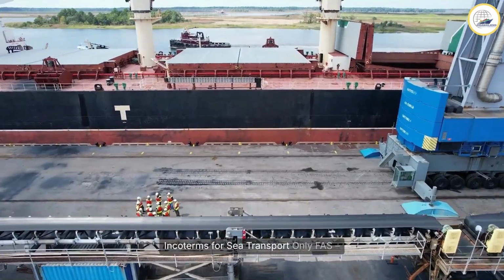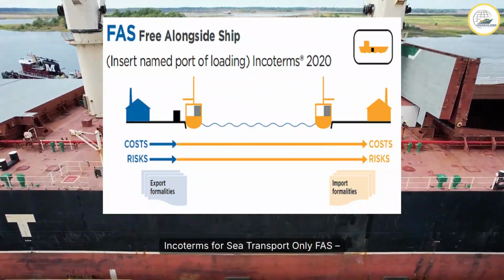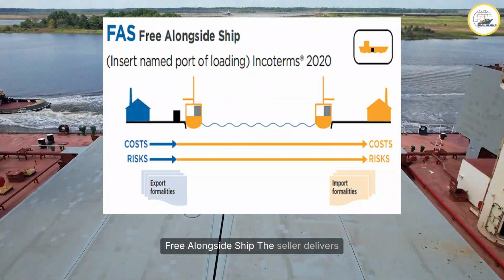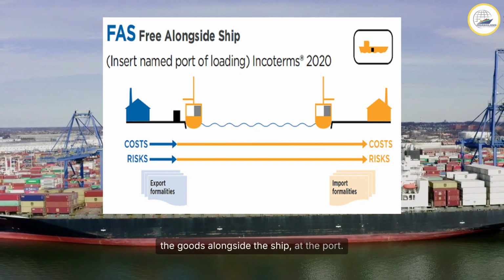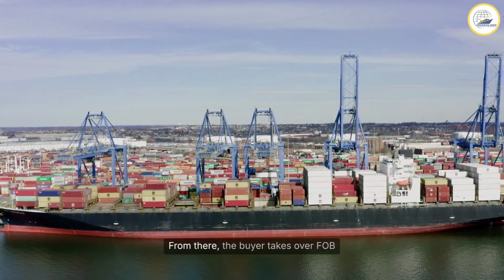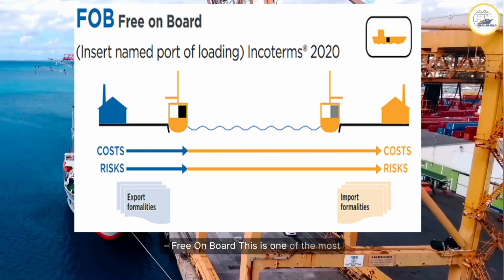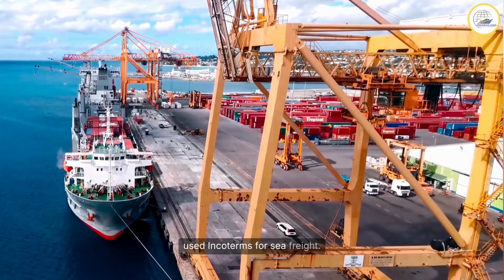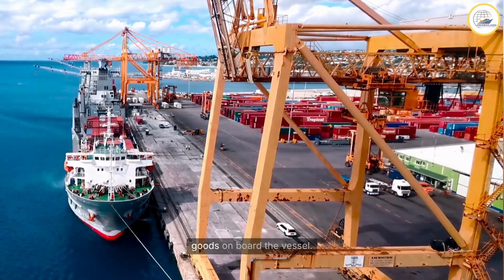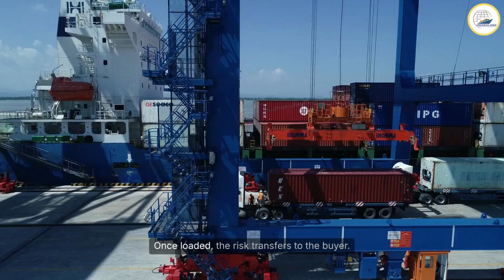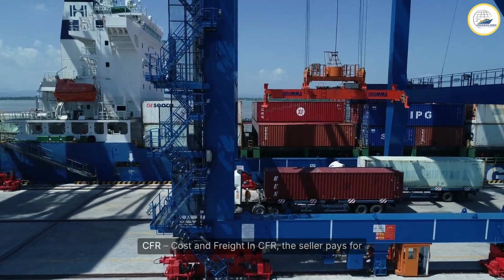Incoterms for sea transport only. FAS, Free Alongside Ship. The seller delivers the goods alongside the ship at the port. From there, the buyer takes over. FOB, Free On Board. This is one of the most used Incoterms for sea freight. The seller delivers the goods on board the vessel. Once loaded, the risk transfers to the buyer.